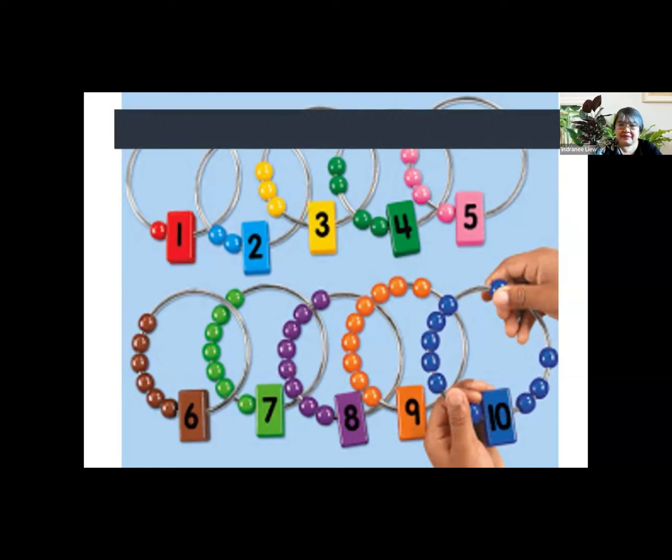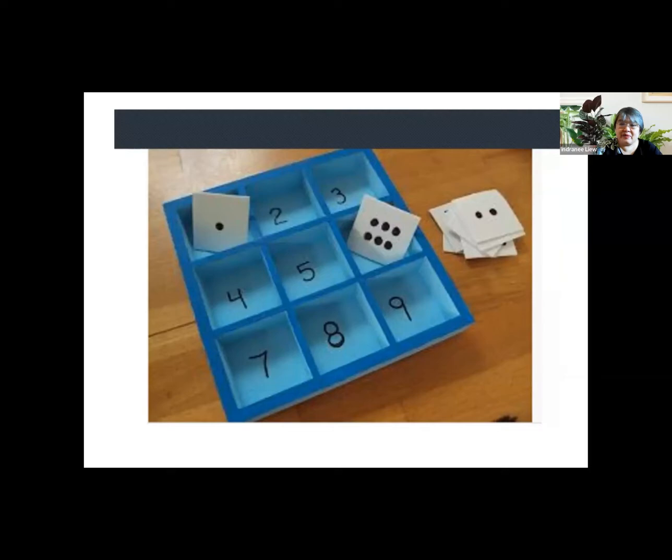What is this? A box, numbers 1 to 9. Then you have cards, and on the cards you have dots. The students will match the number of dots to the numeral. Binder rings, ring binders. Thank you, Venjin. There's a name for it.